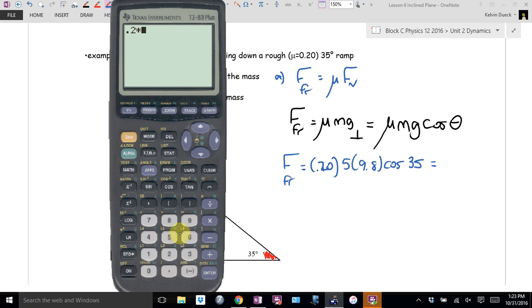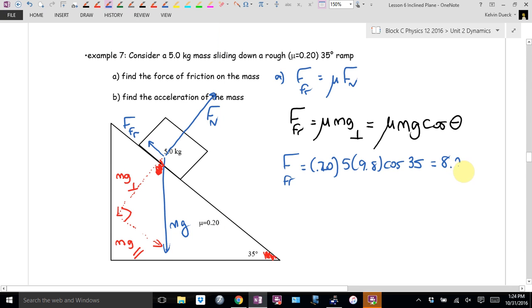0.2 times 5 times 9.8 cos 35. And I get 8.03. Is that right? Yeah? Okay. 8.0303, and it's a force. Units? Newtons.